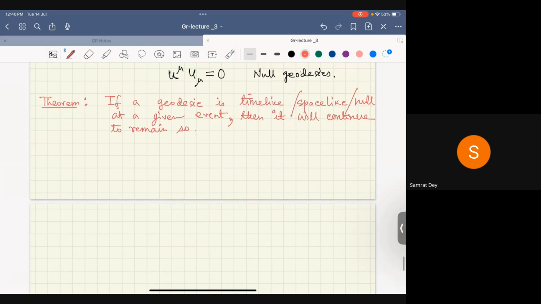So to do so, we are going to first show a little bit different expression, or we will first prove that. We first show d/dλ of (u^μ u_μ) equal to u^ρ ∇_ρ (u^μ u_μ).